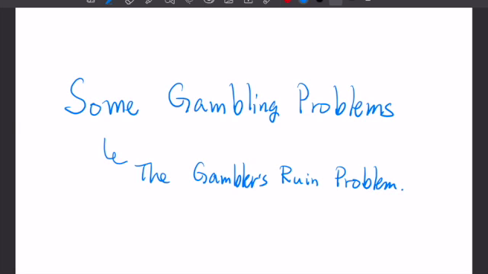Okay, today we are going to study some gambling problems, in particular the gambler's ruin problem. This is one of the oldest problems in probability theory. Okay, so let's first define what this problem is about.